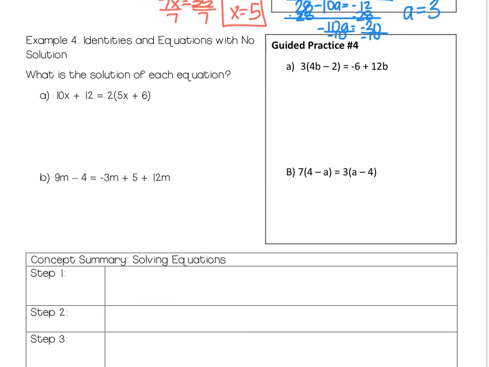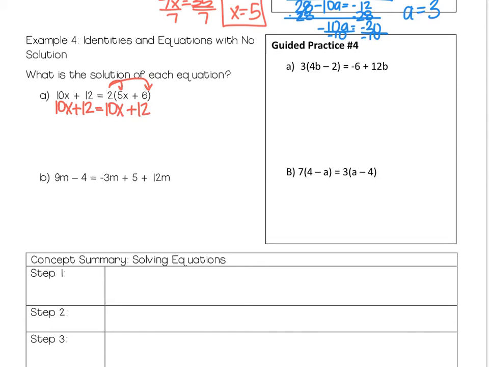Example 4. These are identities and equations with no solution, but we're going to solve them like we have been solving all the other equations. So on the left-hand side, I have no grouping symbols for this first equation. But on the right-hand side, I have the parentheses, so I'm going to have to distribute to get rid of them. And I get 10x plus 12 equals 10x plus 12.